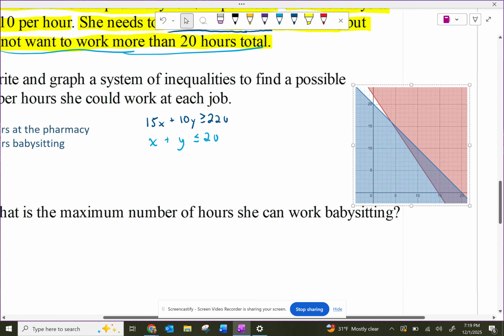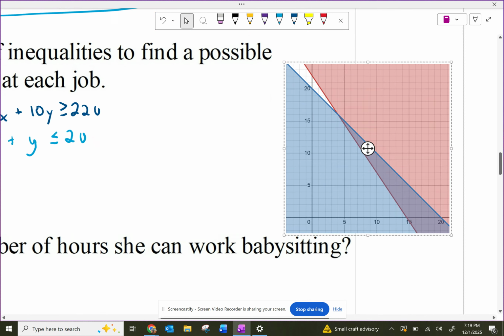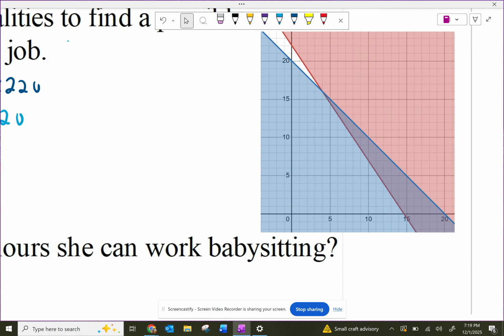Okay. So if I want to find a solution to the inequality, it's going to be anywhere in the overlapping shaded region. So if I find a point, let's say right here looks like a point, that's a solution because we have solid lines. And maybe right here we have a solution.